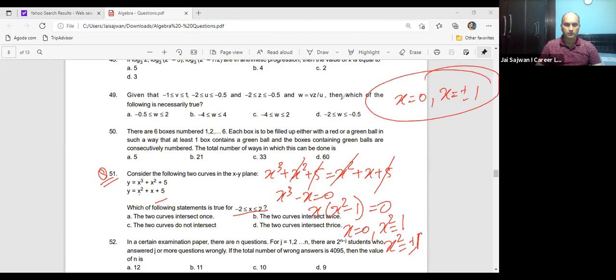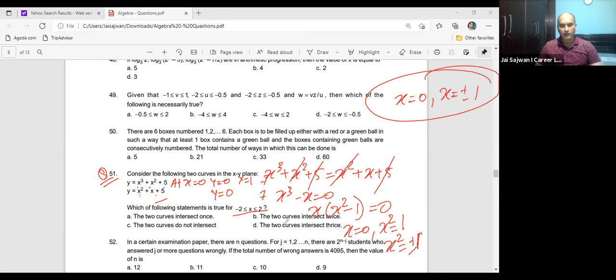How do you verify it? By putting x is equal to 0, both are 0. At x is equal to 1, both of them are 7. At x is equal to minus 1, this is minus 1 plus 1, 5, and the other is plus 1 minus 1, 5. So both of them are coming out to be 5.